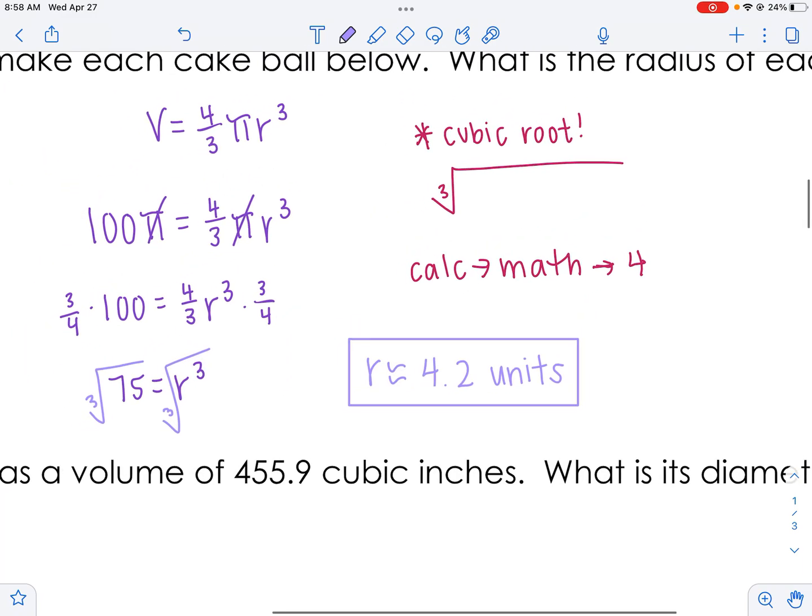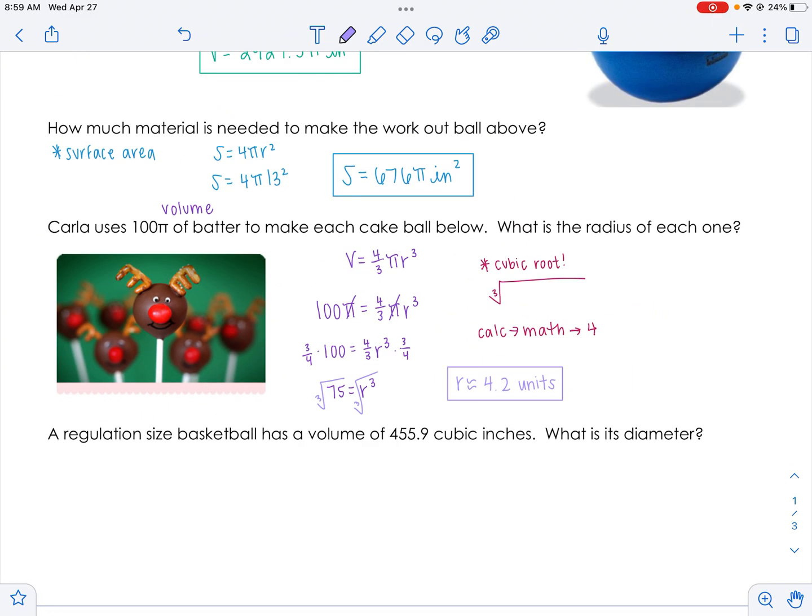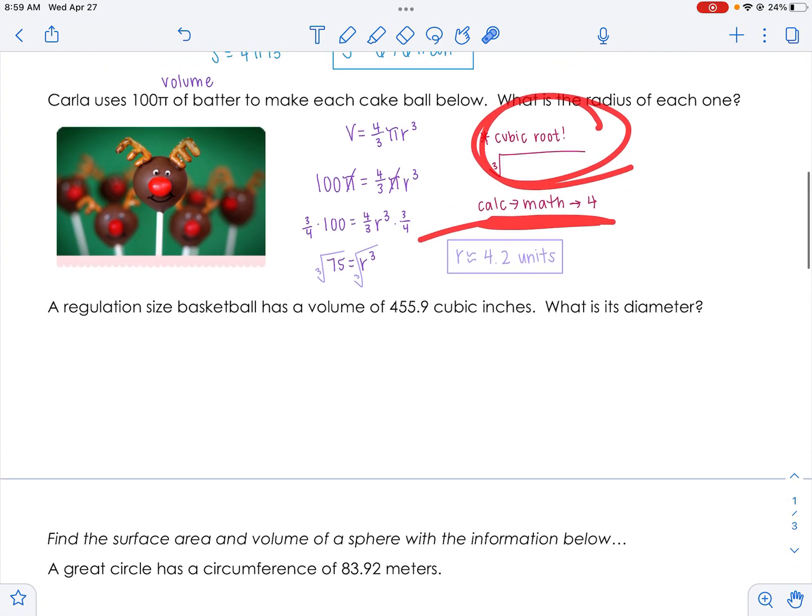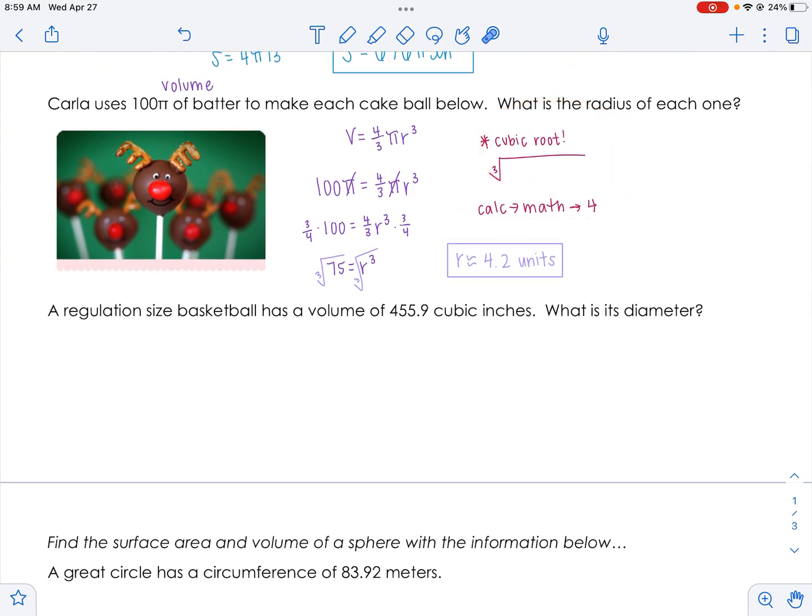Now, this can be a little bit tricky for some people because we're going backwards, so we have to be a little bit more careful. You've seen a square root before, but you can do a cubic root. It's just remembering how to access that in the calculator. So let's do another one where we go backwards for some practice.